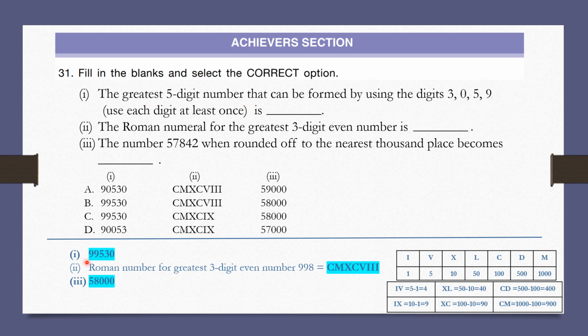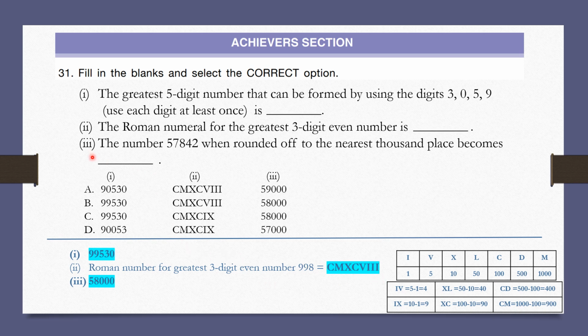So this is 99,530. The Roman numeral for the greatest 3-digit even number is. So we know greatest 3-digit number is 999 and even number is 998. For 998 the Roman numeral, we can write 900 plus 90 plus 8. So 900 we have CM, for 90 we have XC and for 8 we need V and 3 times I. So this will be the code.